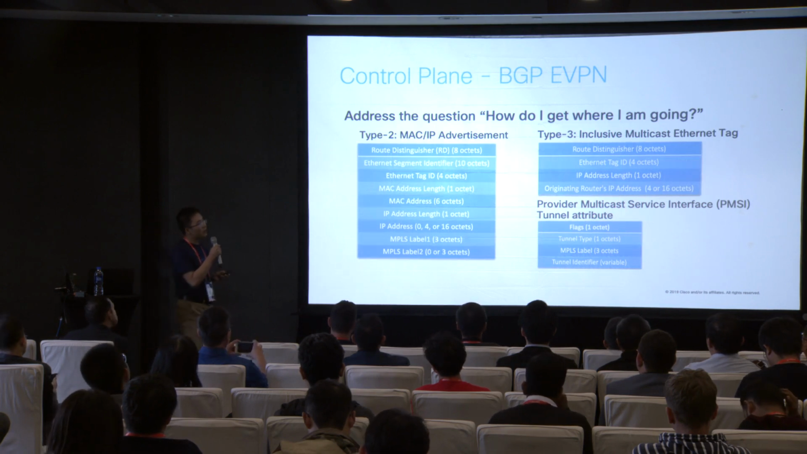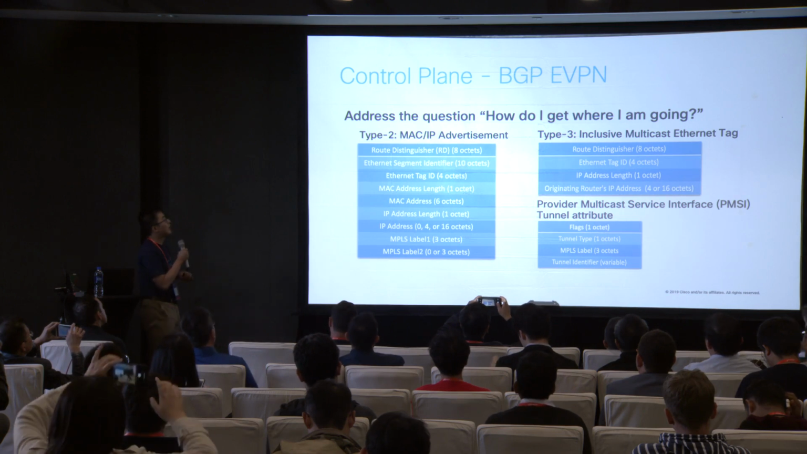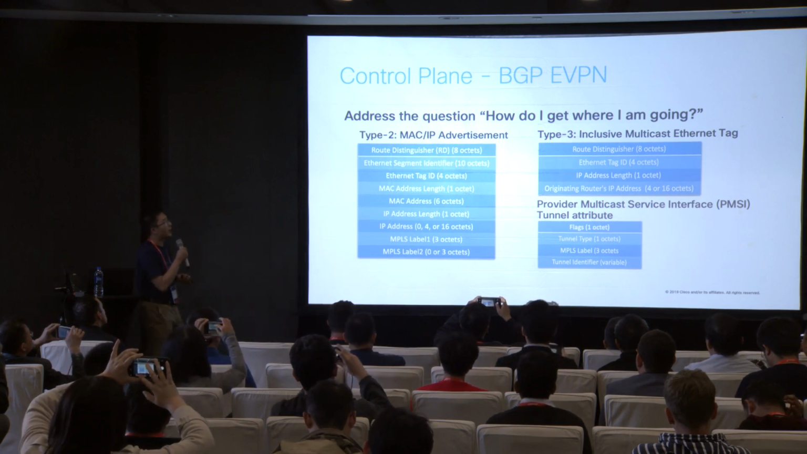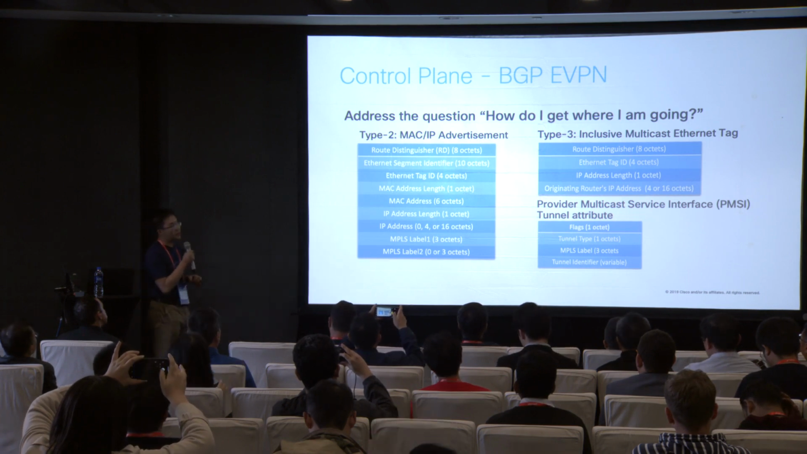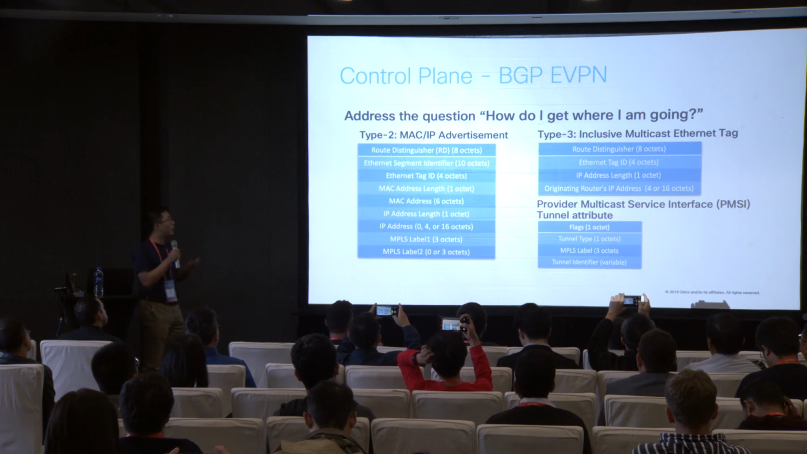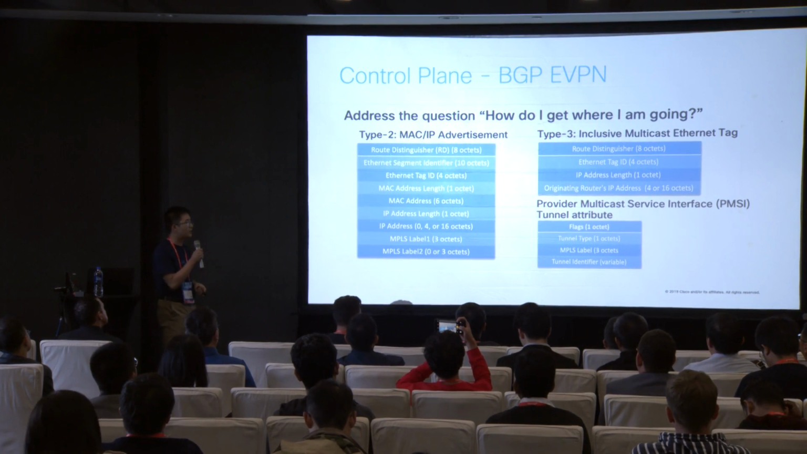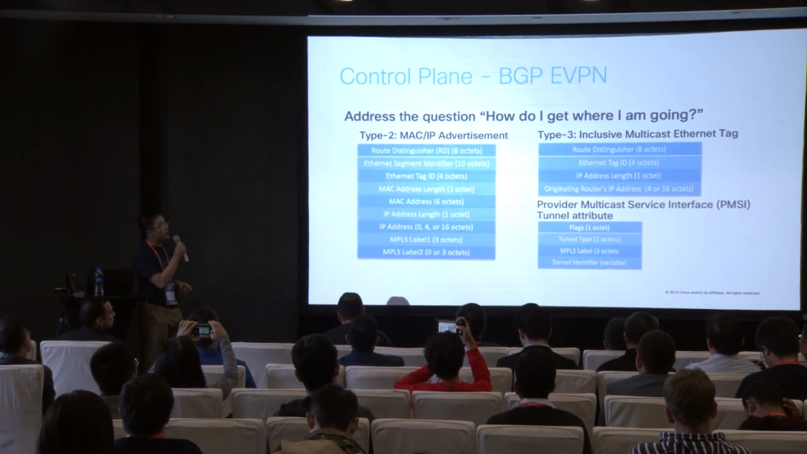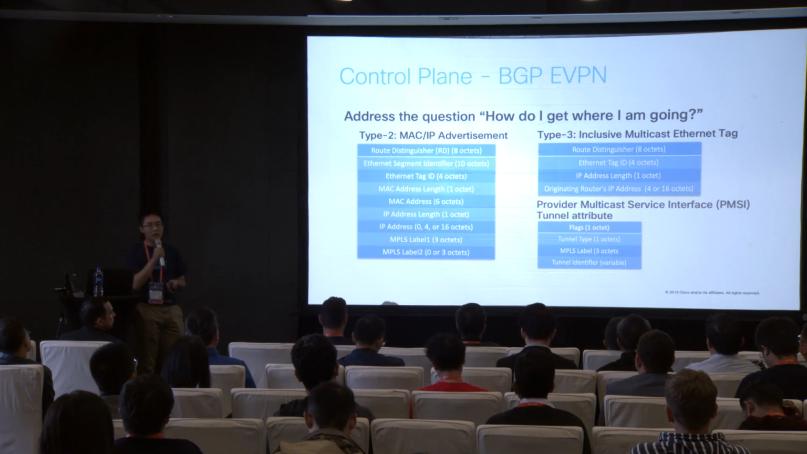And how do we solve the problem? BGP-EVPN, that's the perfect solution. It addresses the question, how do I get where I'm going? I'm putting these slides here not to scare you, because there is a lot of information here, but just to show how this is encoded in the actual packets. And for the BGP-EVPN standard, we have a total of 11 message types, I think, as of now. They're for different purposes.